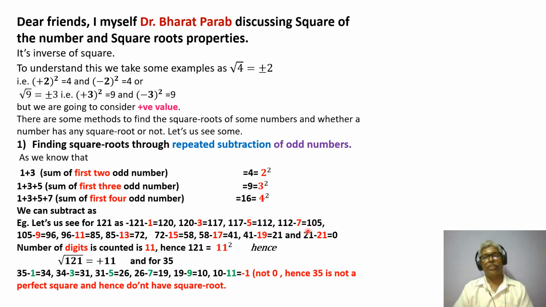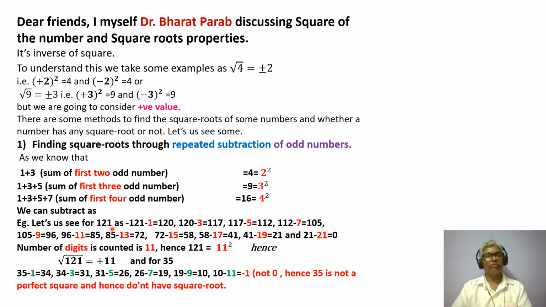112 minus 7 is 105. 105 minus 9 is 96. 96 minus 11 is 85. 85 minus 13 is 72. 72 minus 15 is 57. 58 minus 17 is 41. 41 minus 19 is 22, and 21 minus 21 is 0. The moment you get 0, that means this number is a perfect square, or it has a square root.